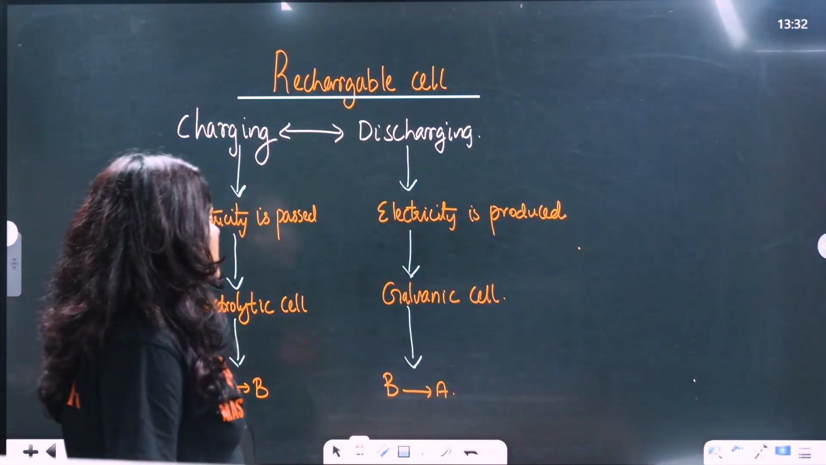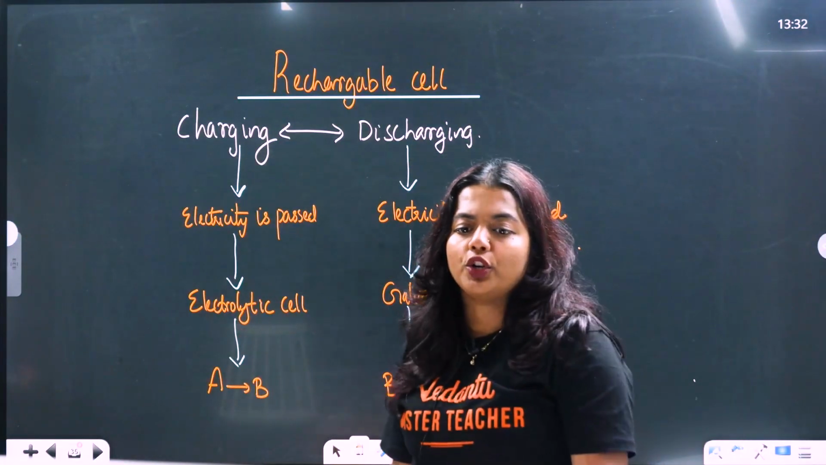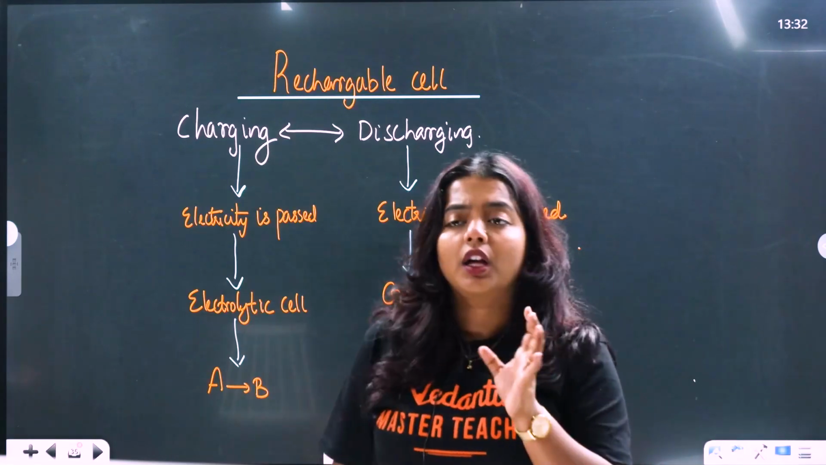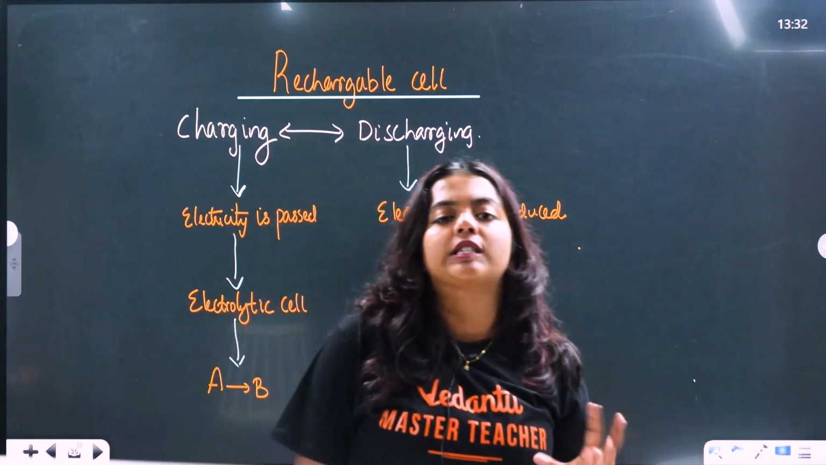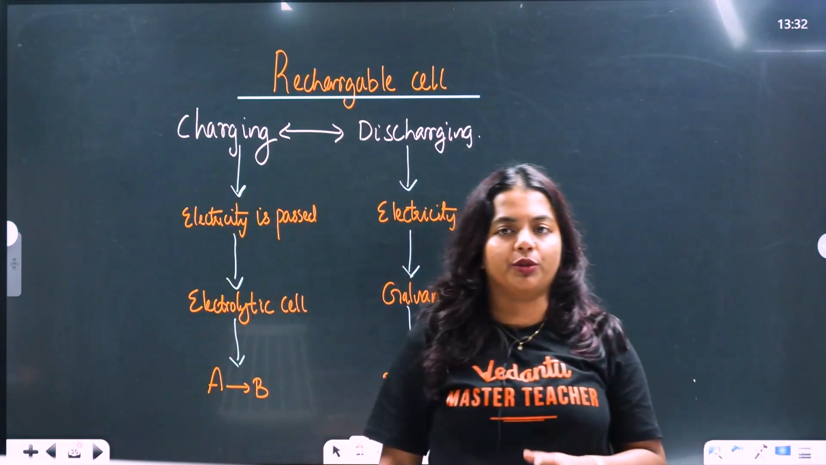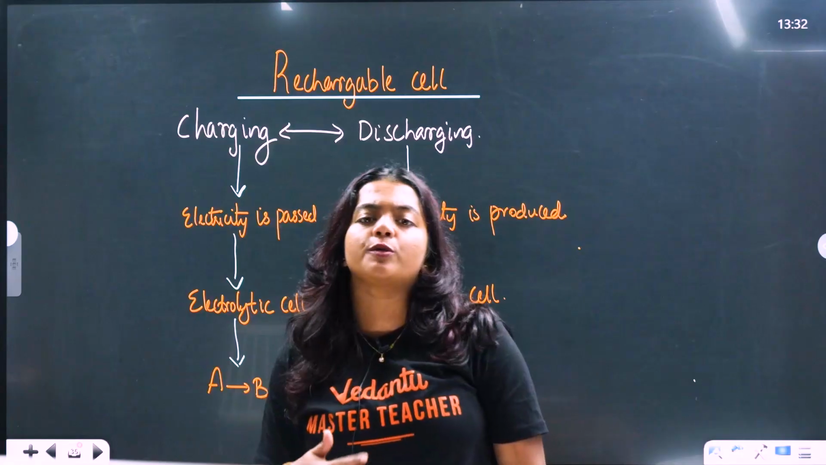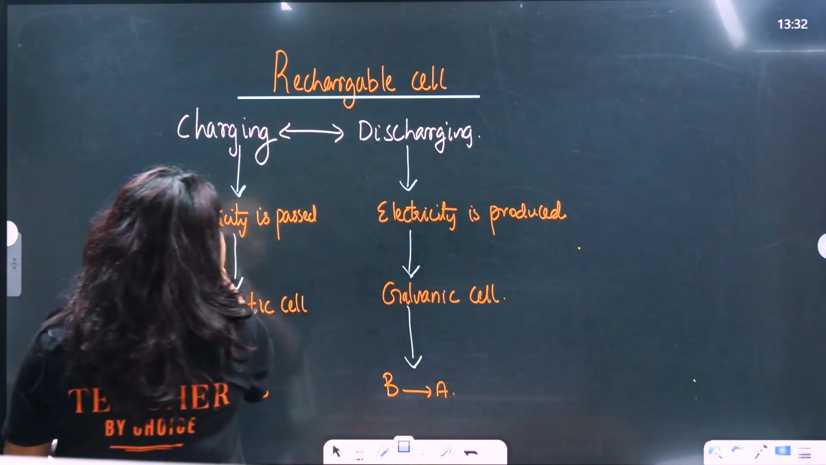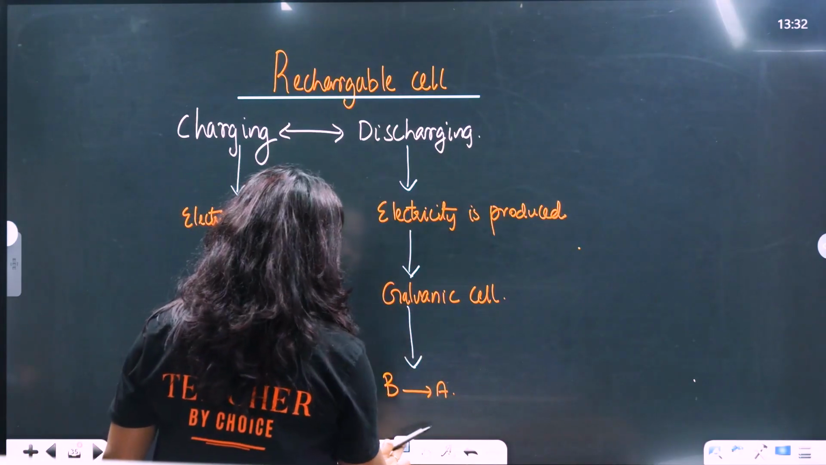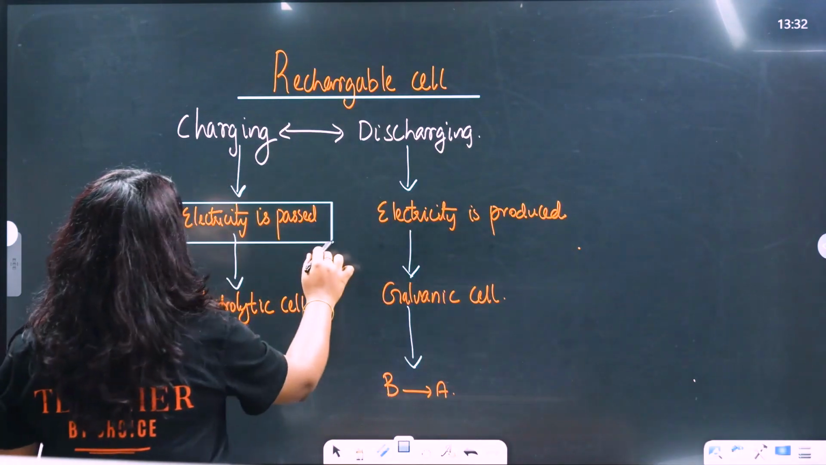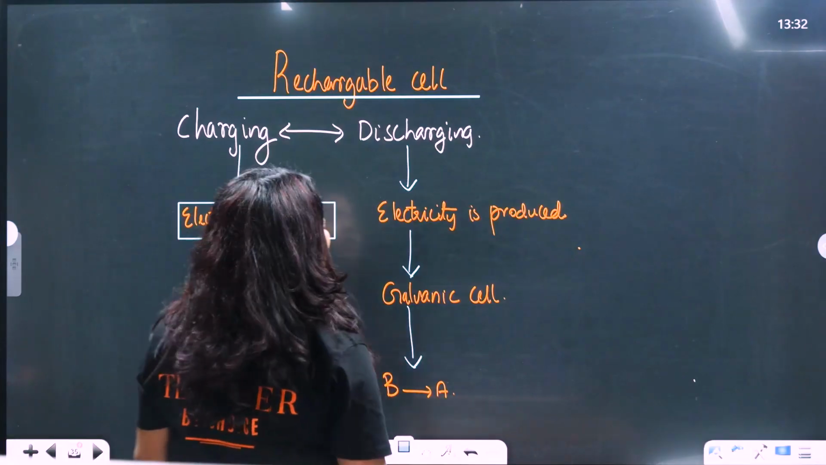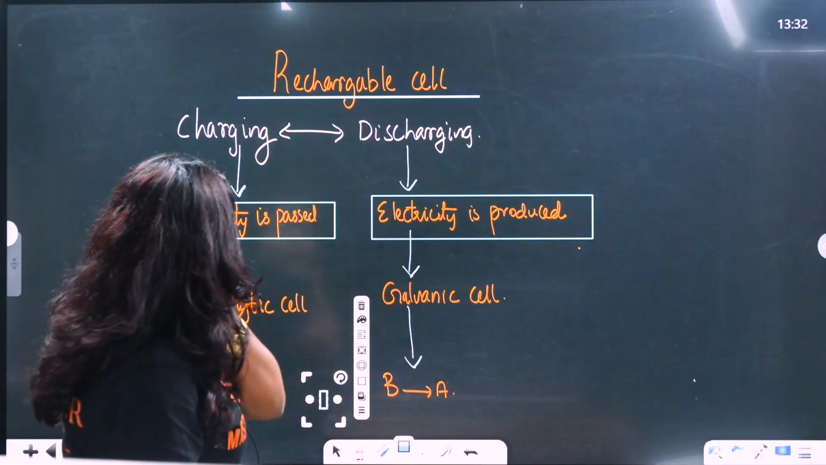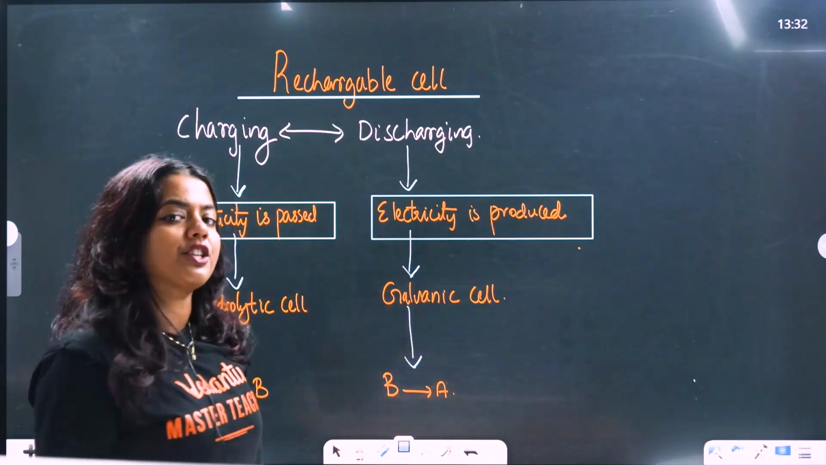Now, rechargeable cell. So what do you mean by a rechargeable cell? See, if we get a cell, we can charge it and it can also discharge. When we use it, it discharges, and then it can be charged again. When it is charging, electricity is passing through it, right? Discharge means electricity is produced. When we use it, we get electricity, and because we get electricity, the charge in it goes away.